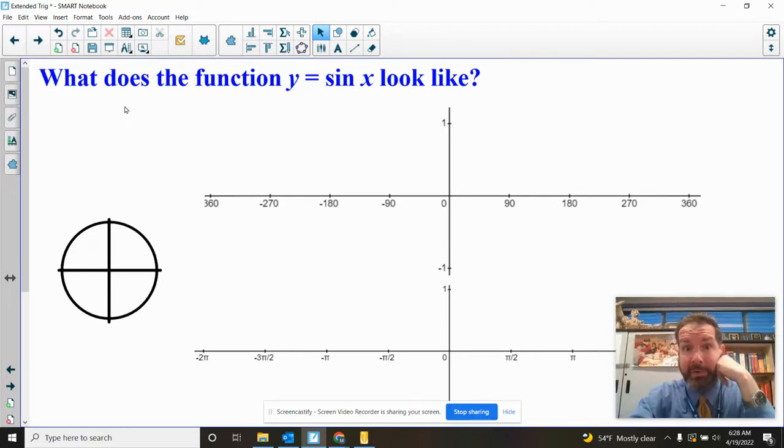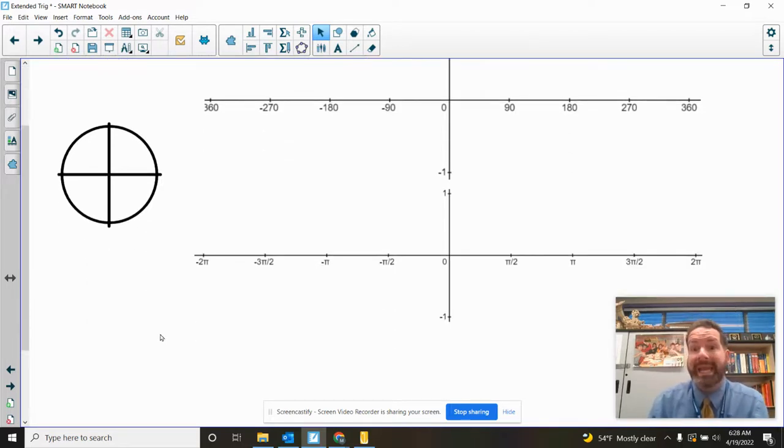So on your paper, in your notebook, or on your marker boards, I need you to make a grid that looks a little bit like this. I've set it up to go from negative 360 degrees up to 360 degrees. I also made one in radian. It's going to be the exact same graph, but just different units of measure. So negative 360 degrees, well, that's negative 2 pi in radian. Positive 360 degrees, that's positive 2 pi in radian.